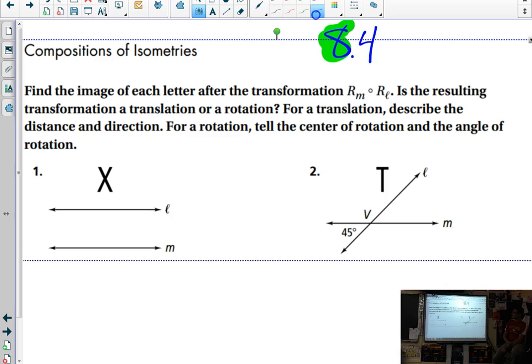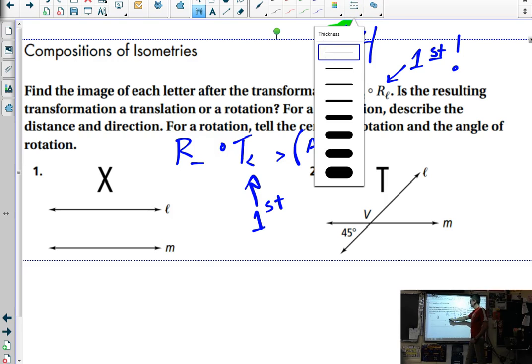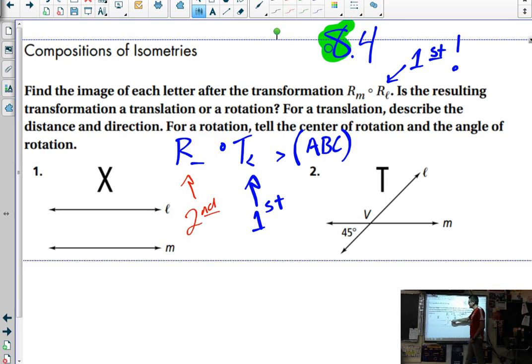So, what does this say? Find the image of each letter after transformation. Now, one of the things to talk about right now, before we go anywhere else, is that the one on the right happens first. So if you have some reflection composed with some translation of some object, this happens first, which then means that this happens secondly.